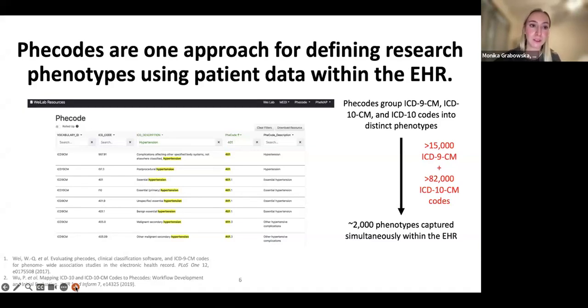And so we can process large numbers of ICD codes for a variety of patients and get information on whether they have these phenotypes or whether they can serve as phenotype controls. And here's an example specifically for hypertension, and you can see how this ICD code to Phecode mapping looks like.